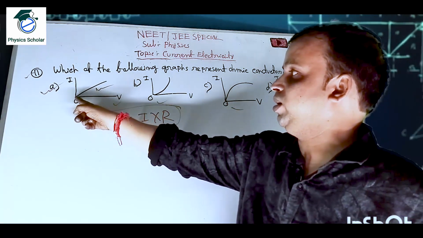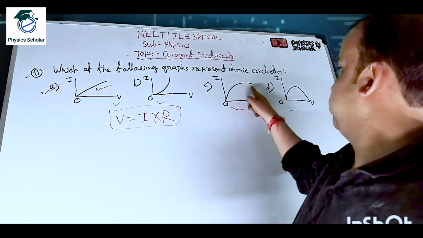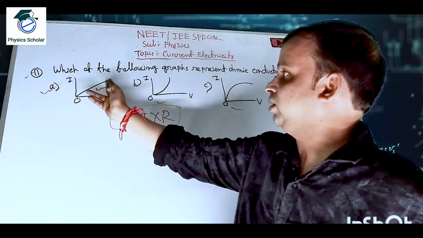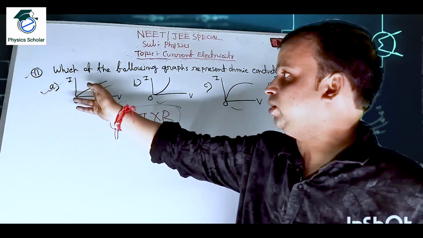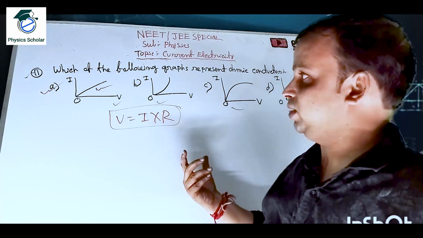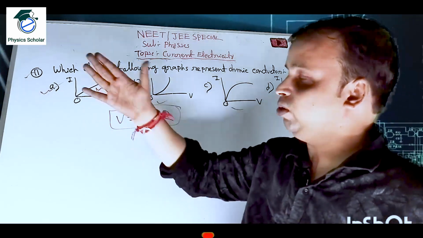So here this is the straight line, it is passing through the origin. The others are not straight lines. So this will be the correct option. It is the equation of a straight line, and the slope of it will represent the resistance of the conductor. Clear? So option A will be correct.